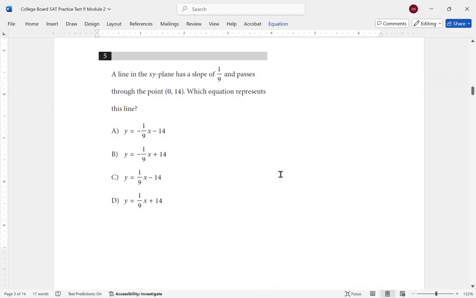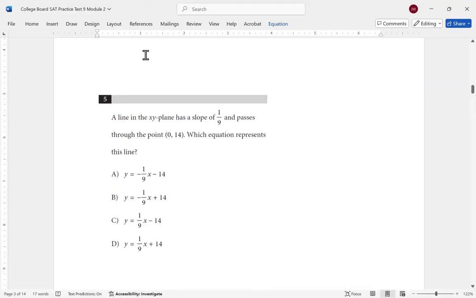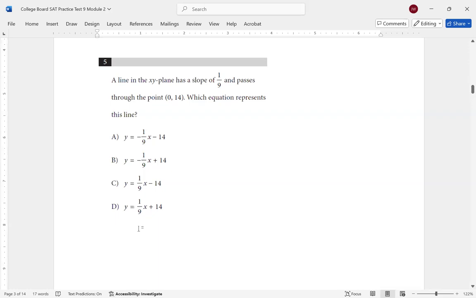Question 5. A line in the xy plane has slope of 1/9 and passes through the point (0, 14). Which equation represents this line? So if we're thinking about a line, the easiest way to think about a line in this scenario is to take slope-intercept form. y equals mx plus b. That's slope-intercept form where m is the slope of the line and b is the y value of the y-intercept.